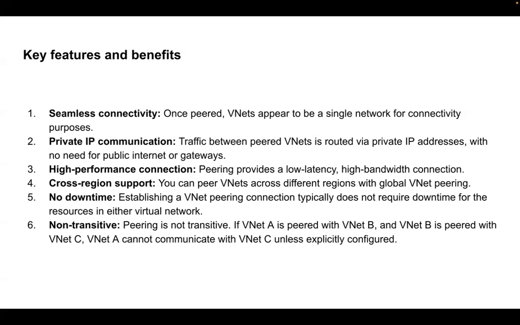Non-transitive. So what is non-transitive? Peering is non-transitive if VNet A is peered with VNet B and VNet B is peered with VNet C. VNet A cannot communicate with VNet C unless explicitly configured.